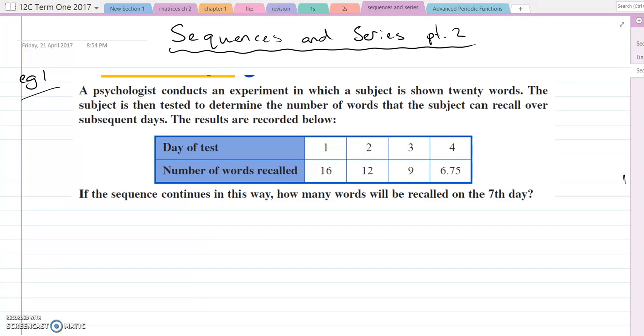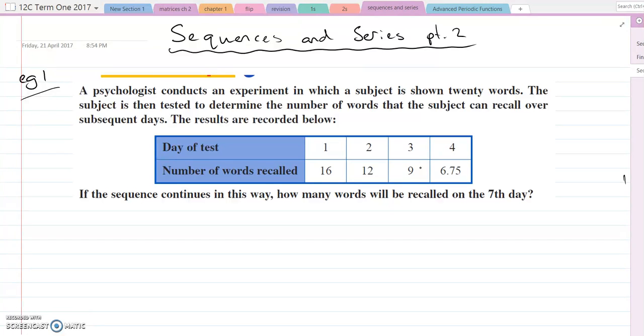Alright, part 2 of sequences in series. The first is an example straight out of the textbook. A psychologist conducts an experiment. Day of test: 1, 2, 3, 4. Number of words that this person can recall: 16 on the first day, 12 on the second day, etc. If the sequence continues this way, how many words will be recalled on the 7th day?